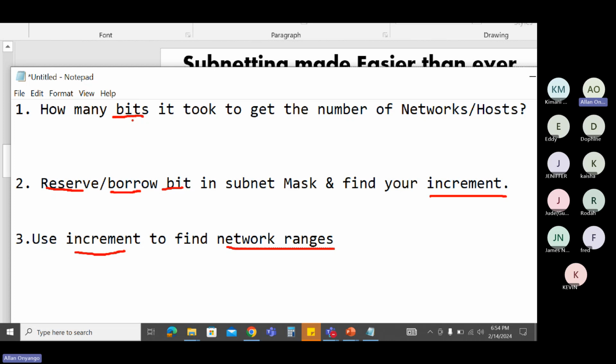You first go back to the other slide, the one we studied today, the classes of IP addresses. There was slash 8, slash 16, slash 24. Let's go back to the other class, please. The classes of IP addresses: class A, class B, class C.